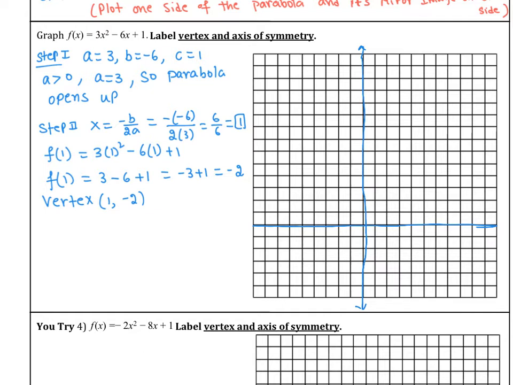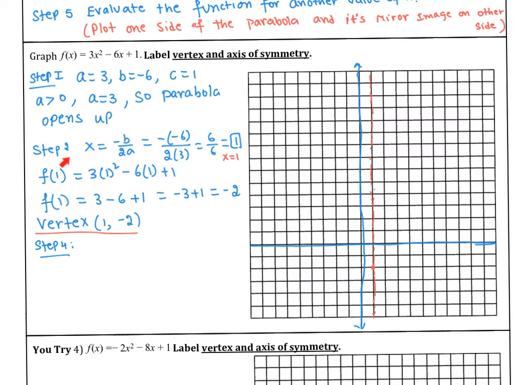Now I'm plotting 1 comma negative 2. So it's 1 comma negative 2 is this point right here. I'm also going to be plotting my axis of symmetry, that is x equals 1. So it's going to be a straight vertical line that is passing through 1. So we did the step 2 and 3 in the same steps.